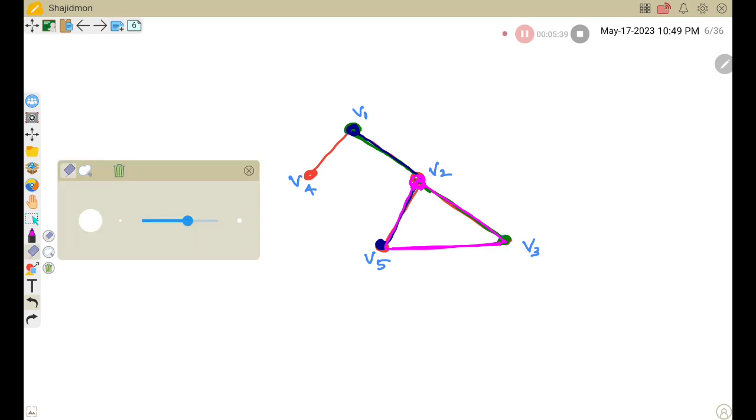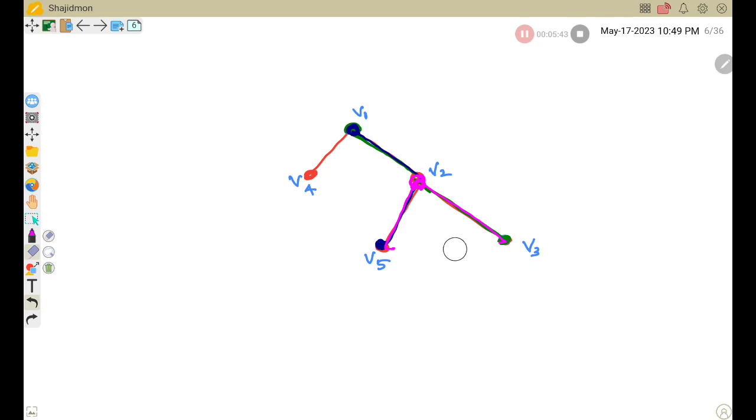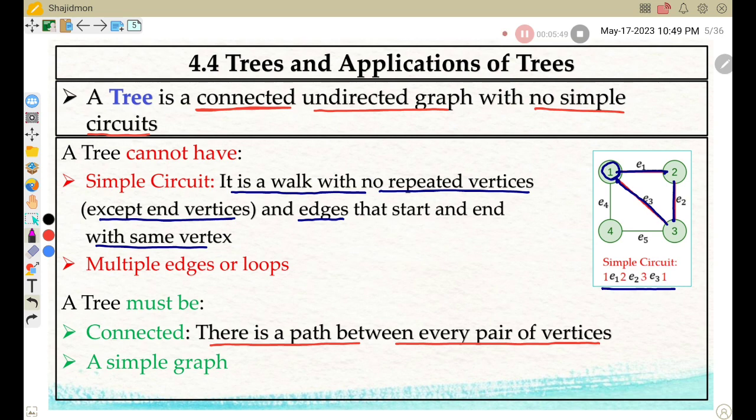So in this graph, if we remove this edge, only then do we get a tree, correct? This is a tree. There is no simple circuit, and it is connected also. So this is the meaning of a tree. What things can a tree not have? A simple circuit should not be there, correct? Multiple edges should not be there, loops should not be there.